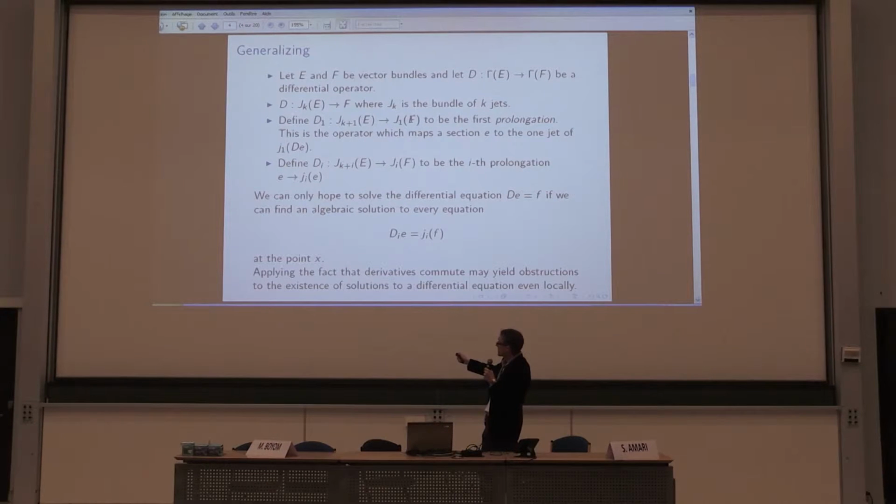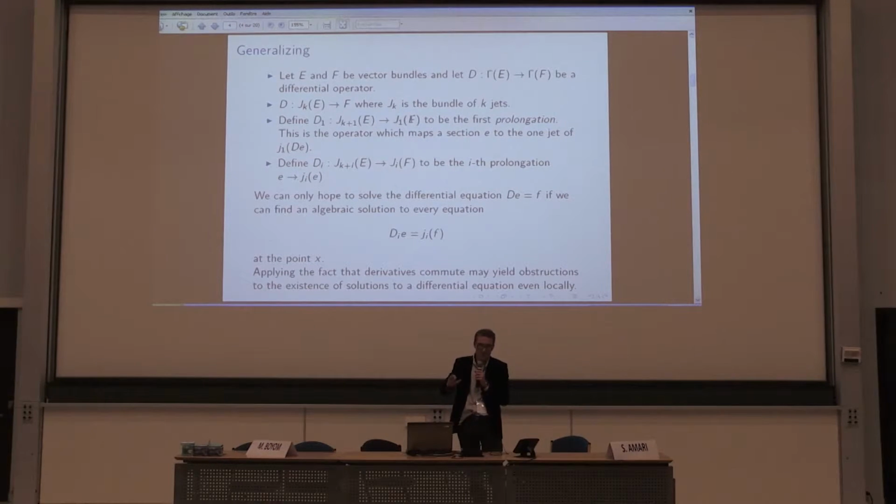Given a differential operator, we can define what's called its first prolongation by differentiating it. And that's a map from the k plus 1th jet bundle to the first jet bundle. And you can prolong as long as you like. So you can define the ith prolongation.